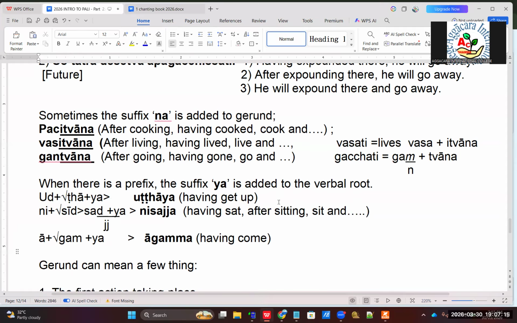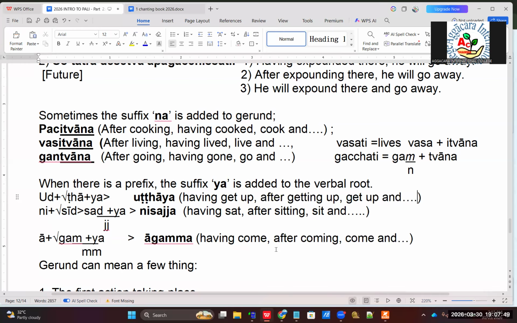All right. So agam and yak. Gam means go, and when combined they become agamma. Agamma means having come. If you write it out, it is "after coming" or "come and something." So you can write it in three ways: having got up, after getting up, or get up and something.